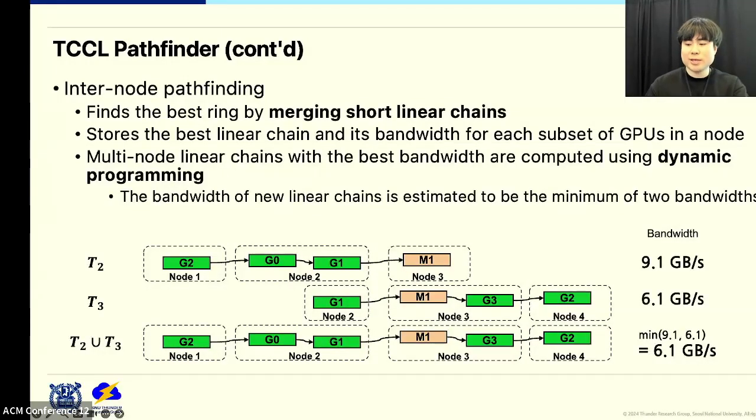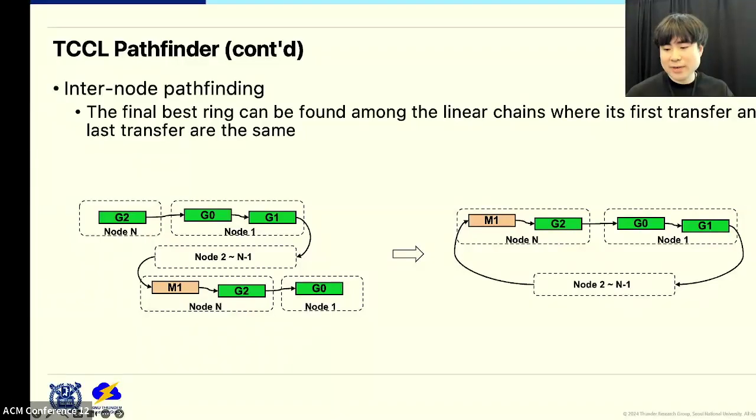For internode paths, instead of profiling every path, we find the best ring by merging short linear chains, like in the figure below. First, it stores the best linear chain and its bandwidth inside the node with the same Dijkstra algorithm used for intranode pathfinding. Then we find multi-node linear chains with the best bandwidth using dynamic programming. Here, with the assumption that there is no congestion in the internode network, the bandwidth of new linear chains is estimated to be the minimum of the two original bandwidths. As a final step, the best ring can be found among the linear chains where the first transfer and last transfer are the same, so that they can be joined to form a ring.